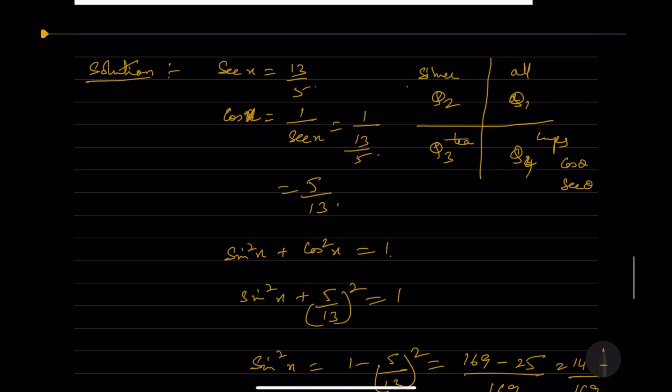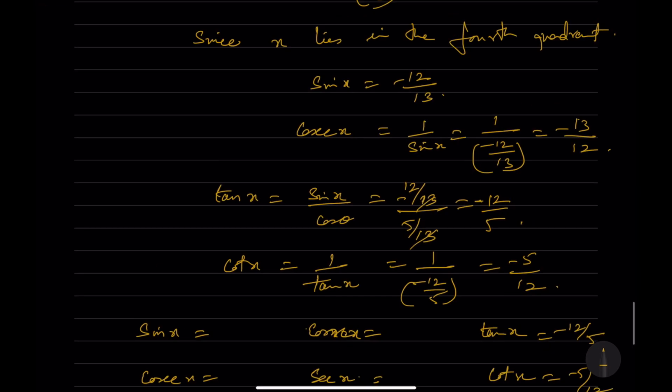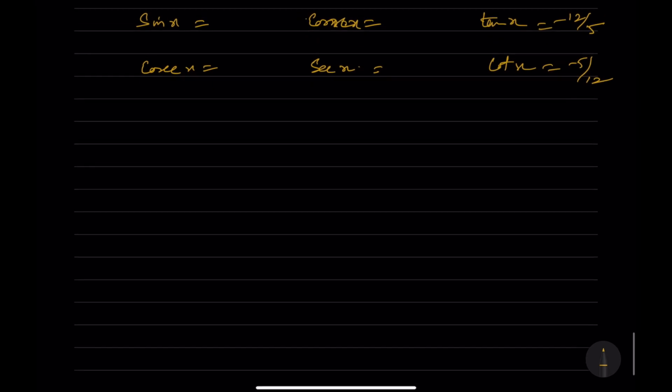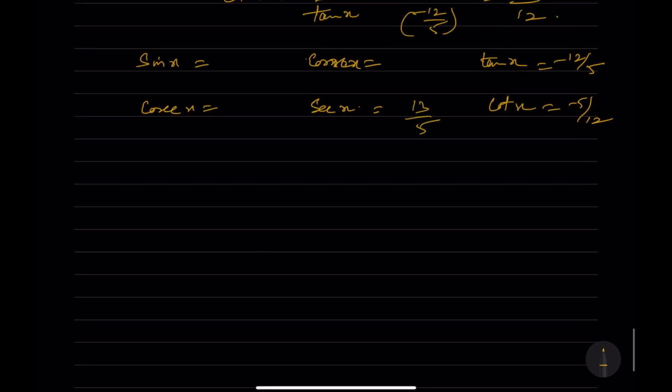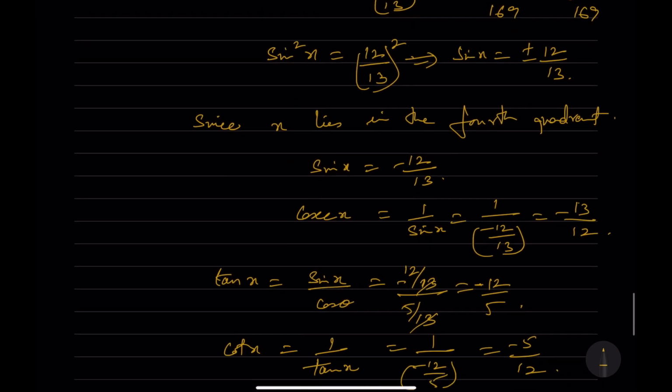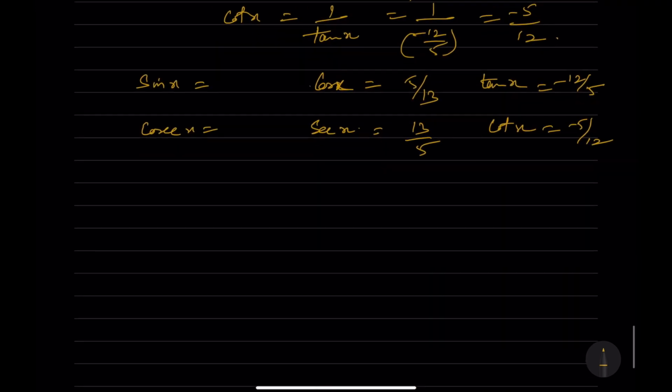Cosecant and secant means we have sin and cos. Secant is 13 by 5. So cos x is 5 by 13, the reverse of secant. These two are only positive, the remaining all are negative. So then what is sin x equal to? Sin x is equal to minus 12 by 13, and the reverse of sin x, that is cosecant x, is equal to minus 13 by 12.